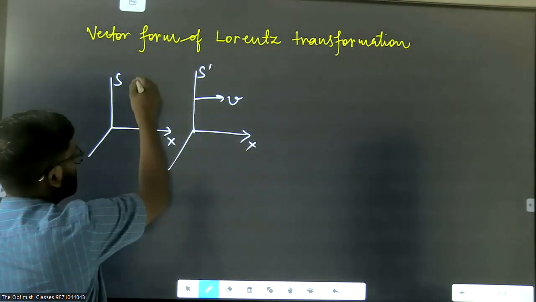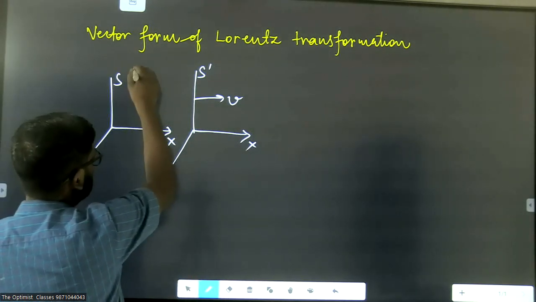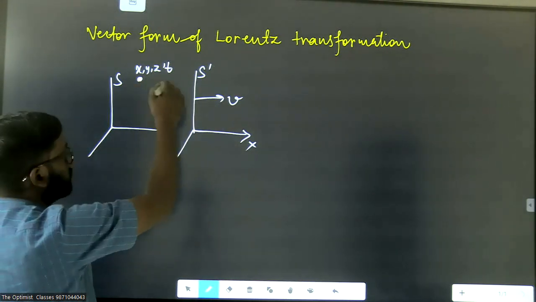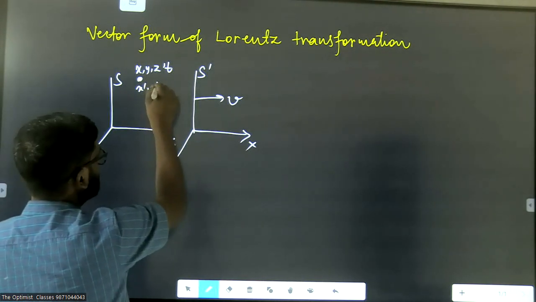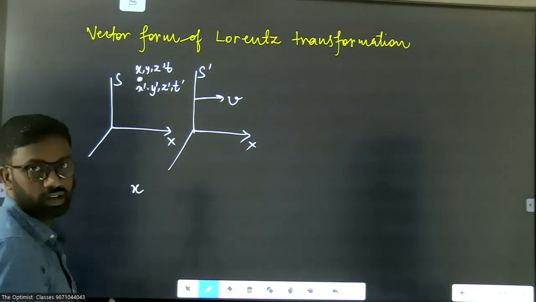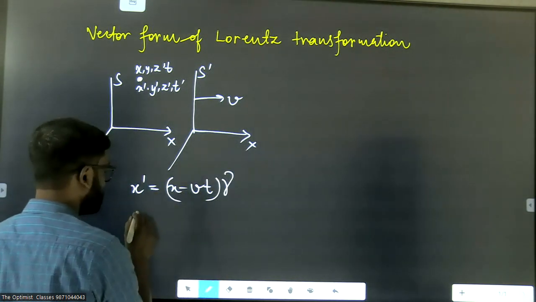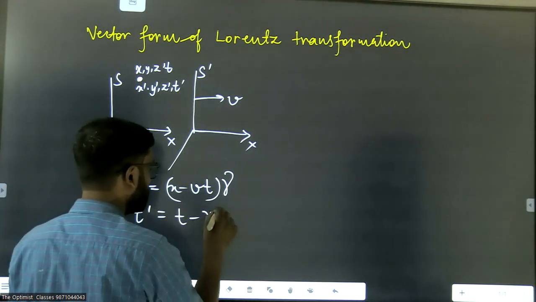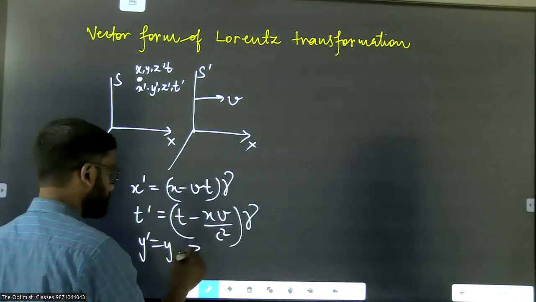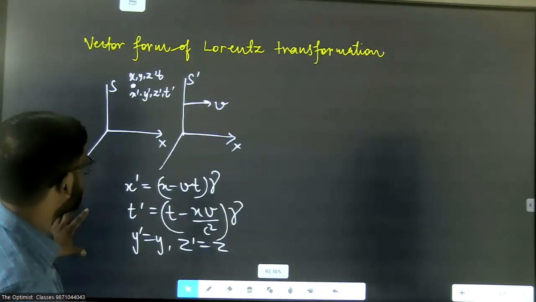Now suppose there is some event occurring at this location, and the coordinates of this event with respect to the S frame are x, y, z, and t. And the coordinates of this event with respect to the S dash frame are x dash, y dash, z dash, and t dash. Then we know that Lorentz transformation relates these two coordinates and time like this. x prime is equal to (x minus vt) into gamma, and t prime is equal to (t minus x v by c square) into gamma. And y dash is equal to y and z dash is equal to z. So this is the Lorentz transformation that we mostly know.